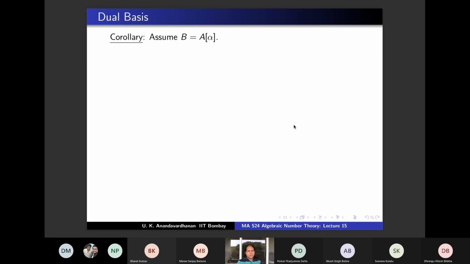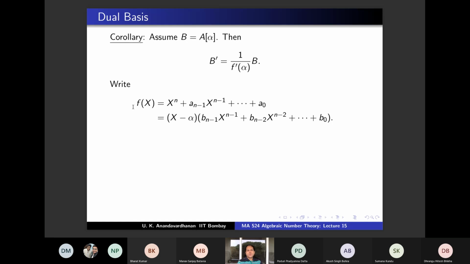And now we are claiming that as an algebra, it is generated by 1 element. Suppose this is given to you. Then the dual module of B has a nice expression in terms of the minimal polynomial. It is B multiplied by 1 by f prime alpha. This follows from the previous result because what you do is: suppose f(x) is given to be this polynomial, the minimal polynomial of alpha. Write it as (x minus alpha) times something.